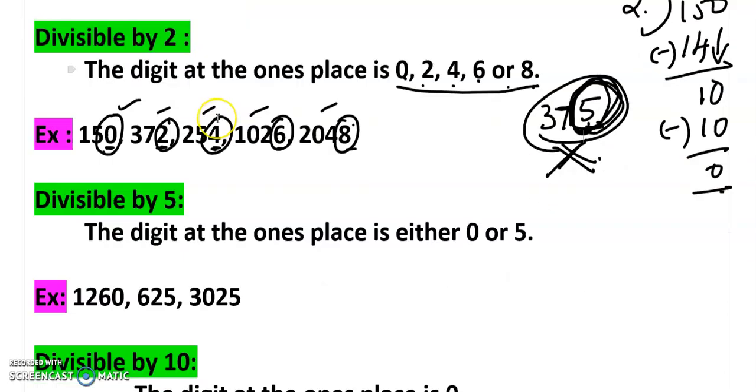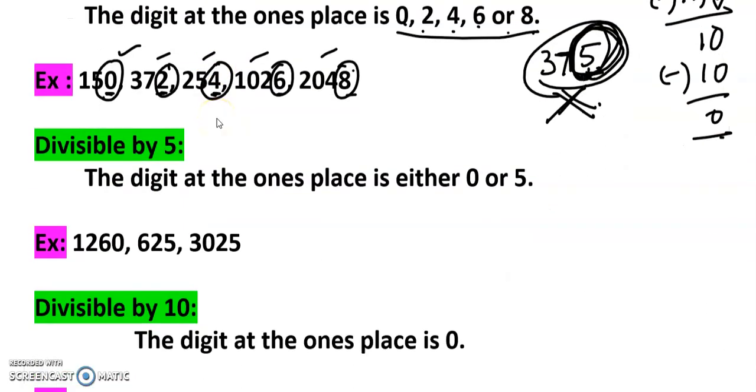Next rule, divisible by 5. The digit at the ones place is either 0 or 5. Then we can say it is divisible by 5. Look at the ones place: here 0, 5, 5. Then we can say those numbers are divisible by 5. Why? Because in the ones place 0 is there, here 5, here 5.